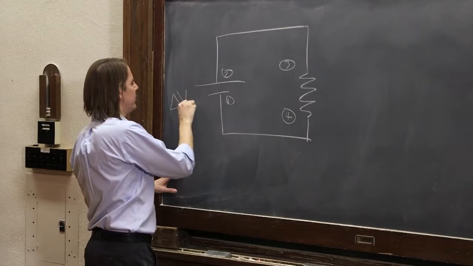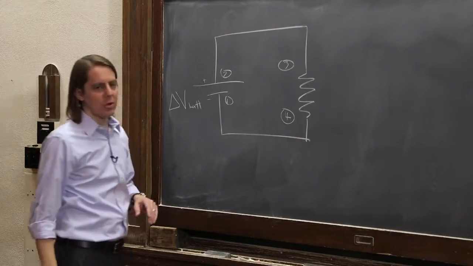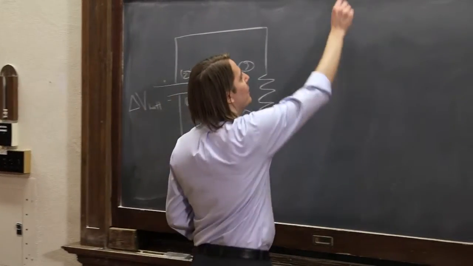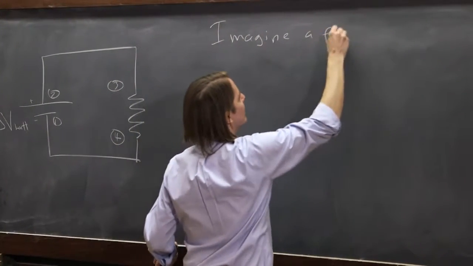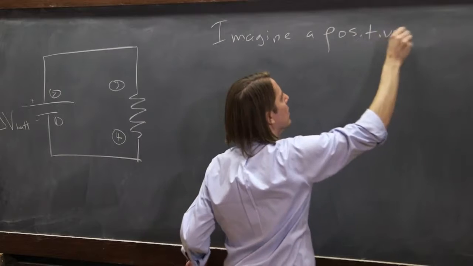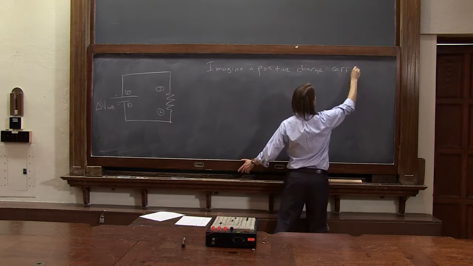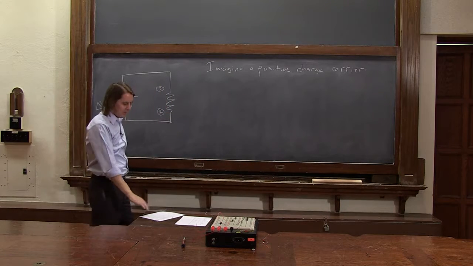This battery gives us delta V bat. We know the long line is plus and the short line is minus. All we need to know. So let's imagine a positive charge carrier. And what happens to it in its life in this circuit?